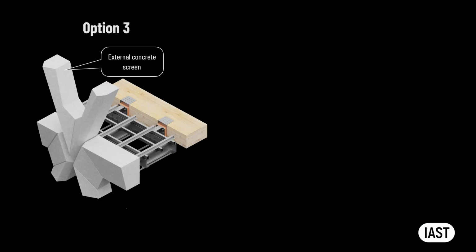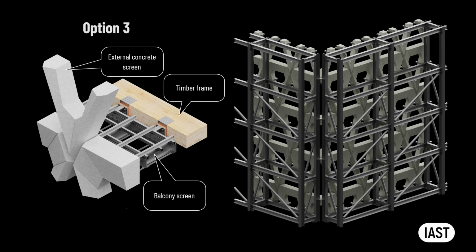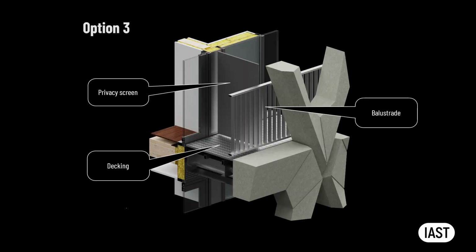Once the external concrete screen is connected to the new timber frame via balcony screen, the temporary steel structure supporting the screen can be removed. Balustrades, privacy screens and other ancillary items can be completed using the balcony as a means of access.